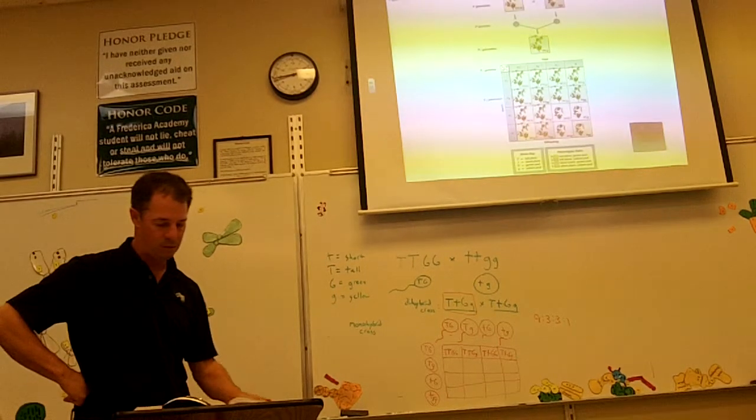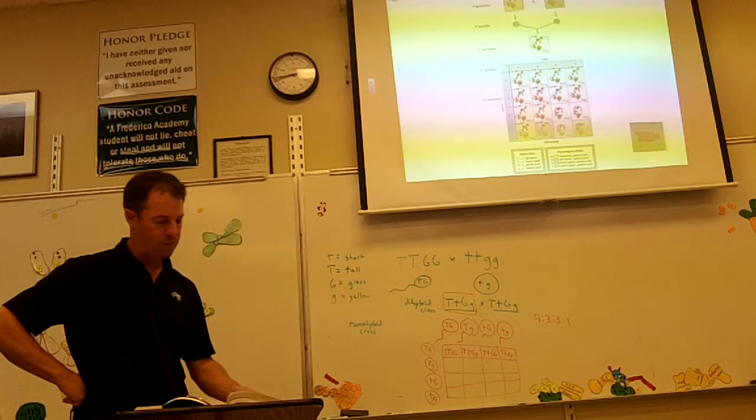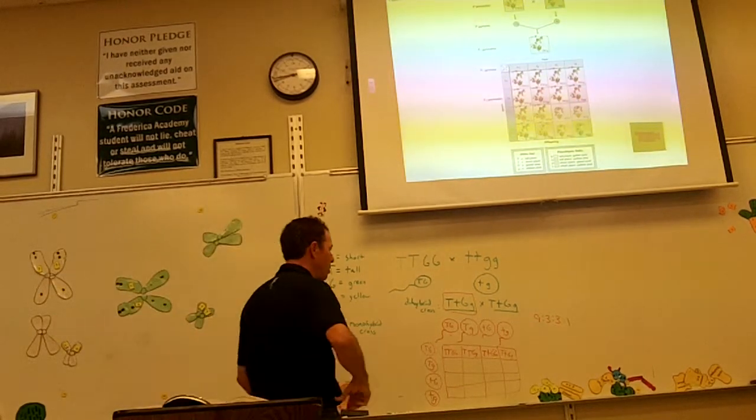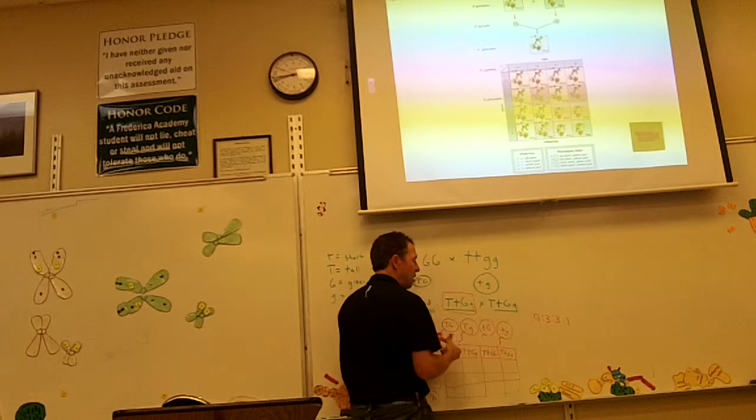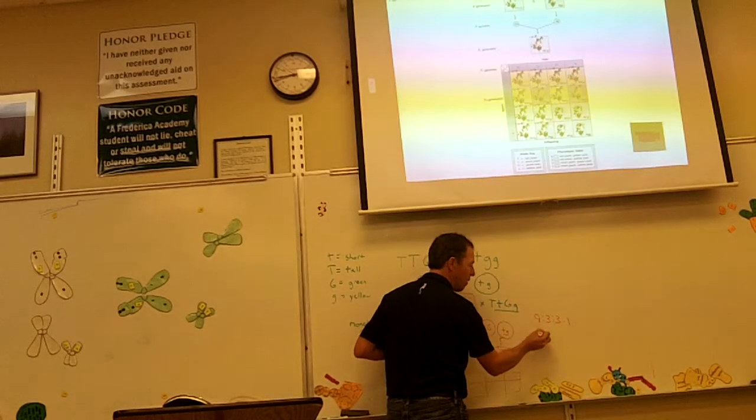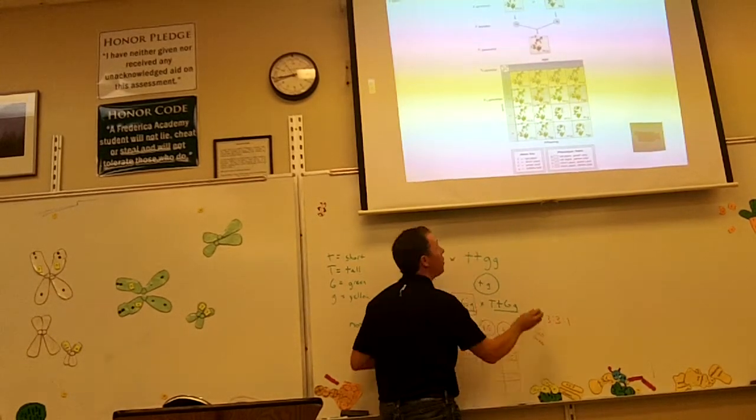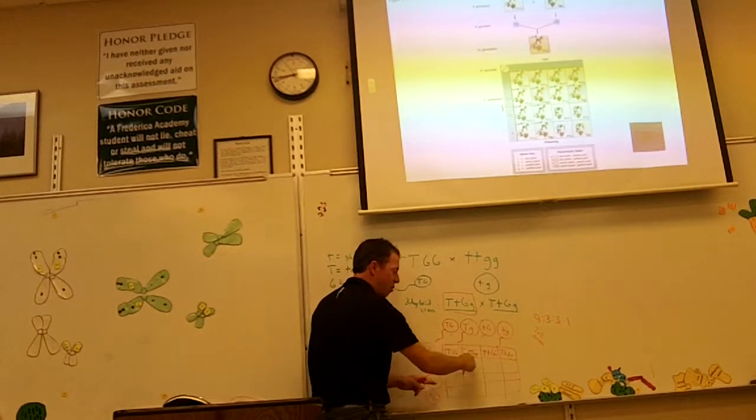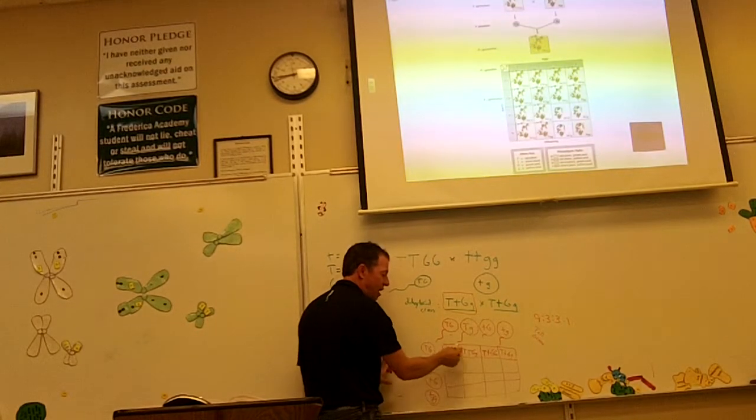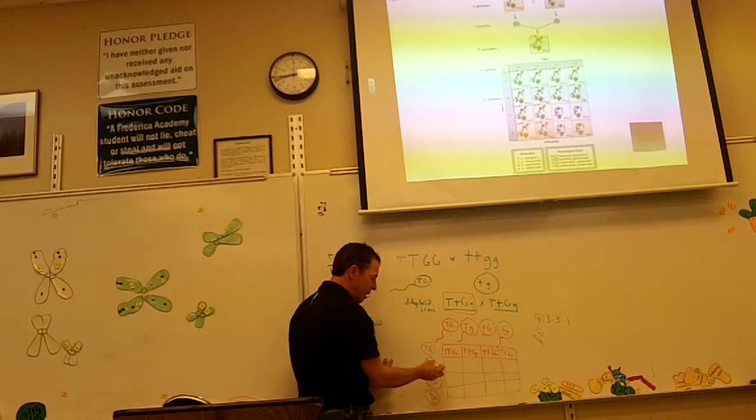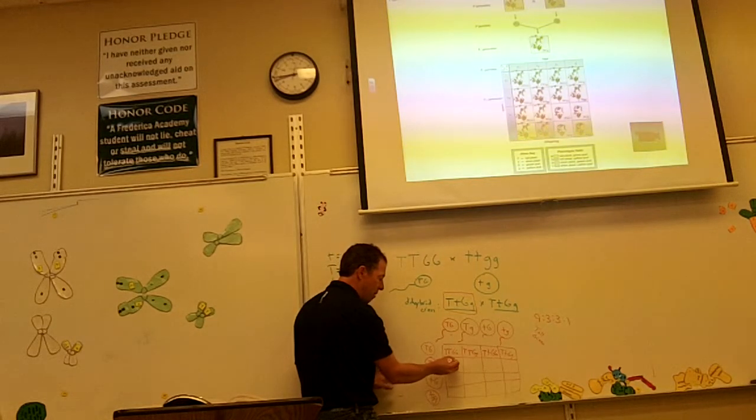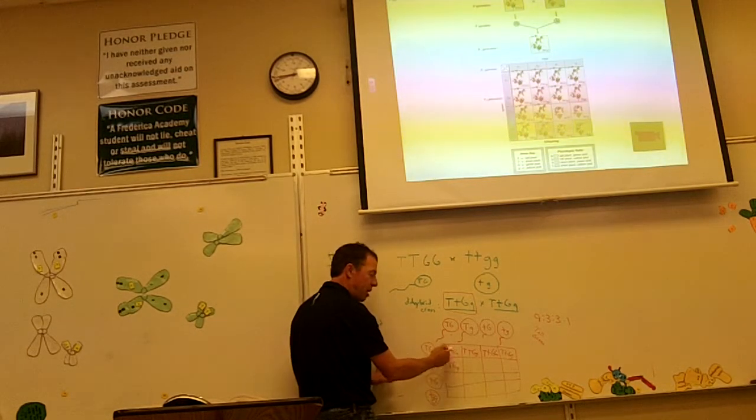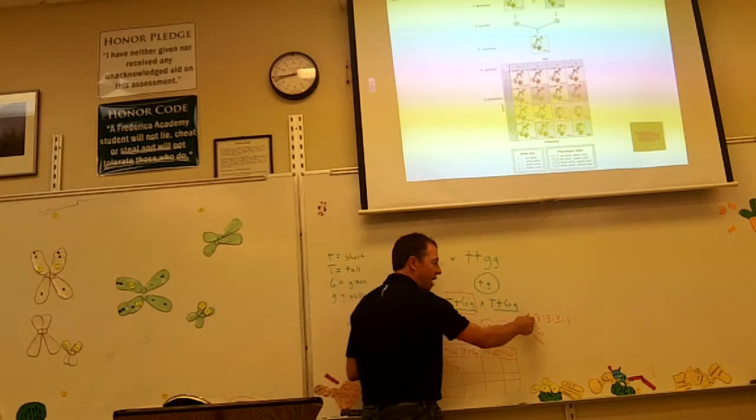Nine dominant. Can you go over which one is it, Jim? 9 tall green. If you do this square and count out the number of tall greens, I just did 4 of them. Here'll be another one right here. Big T, big T. That's another tall green. If you do the whole square, you end up with 9 tall greens.